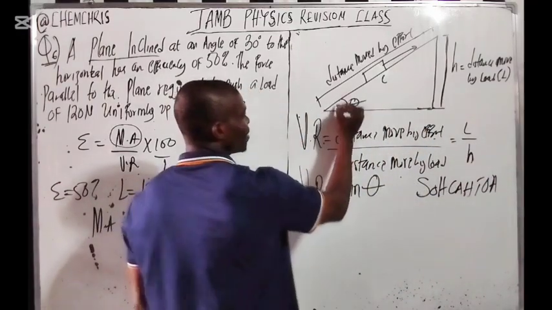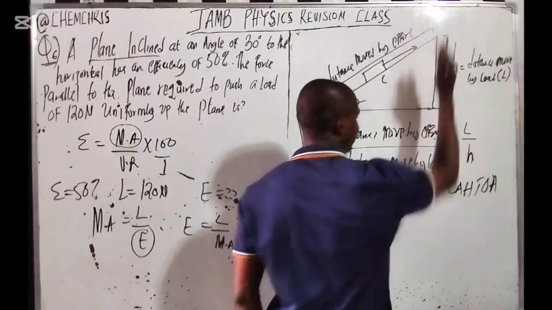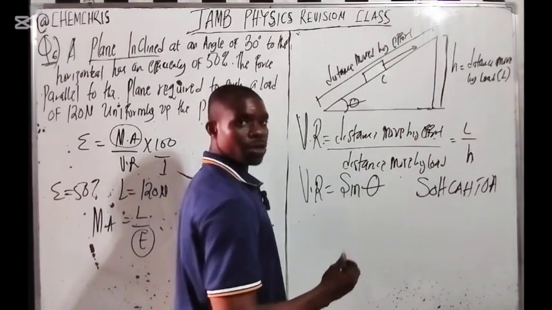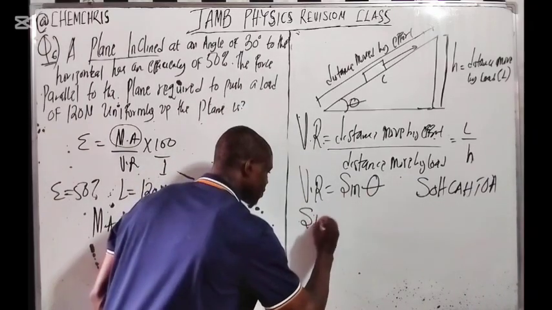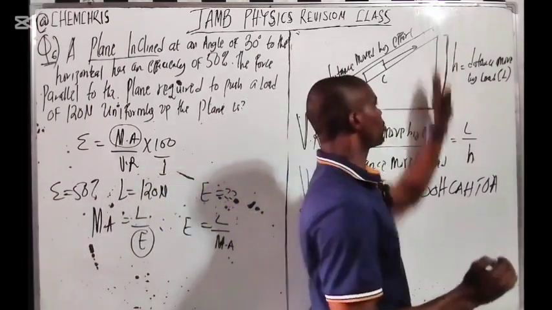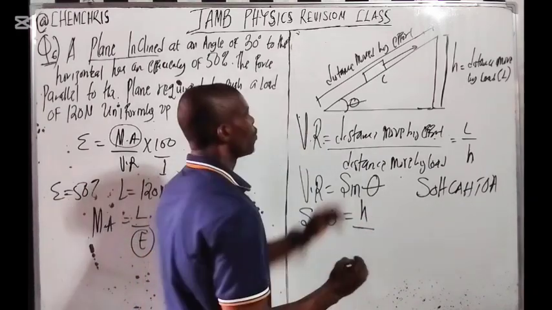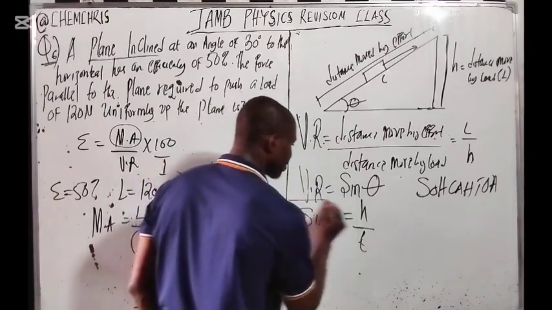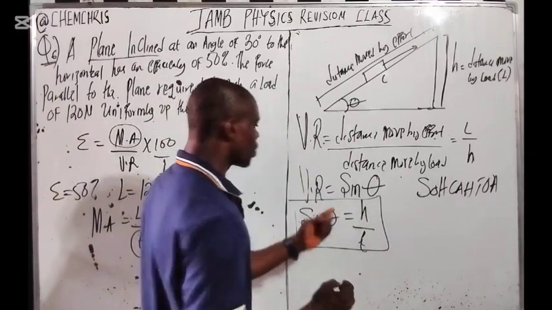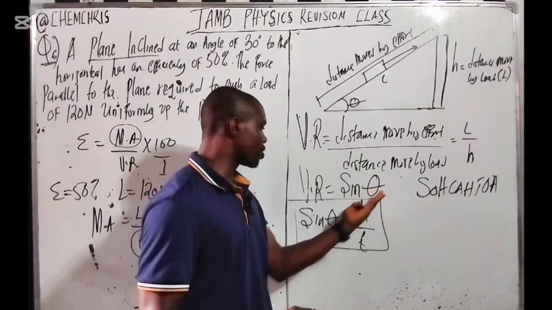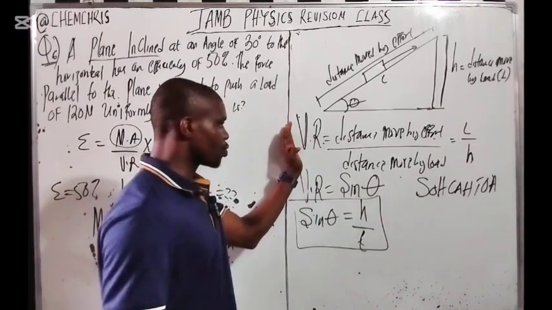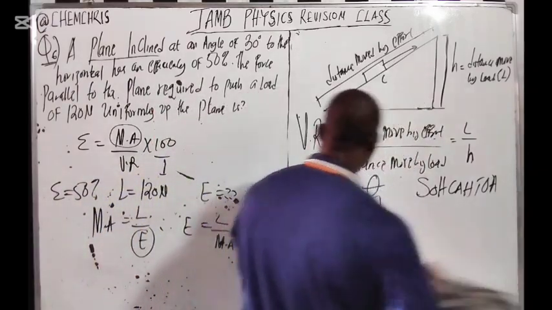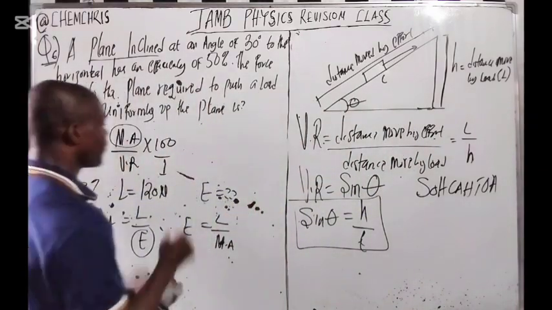Now, if you look at it very well, my height is my opposite. My distance, my length is my hypotenuse. So my sine theta here is going to be opposite, which is my height, over what I just said, which is my L. So velocity ratio is always the same as sine theta. Velocity ratio is L over H, always the same as sine theta.